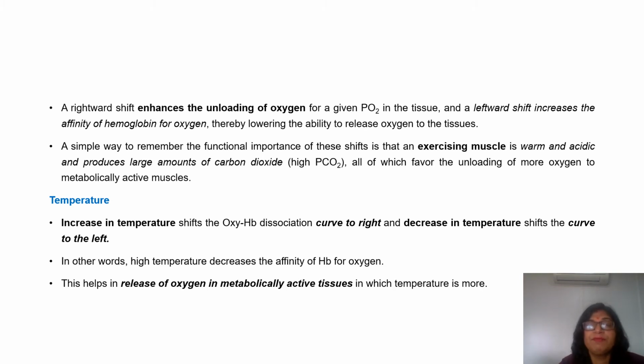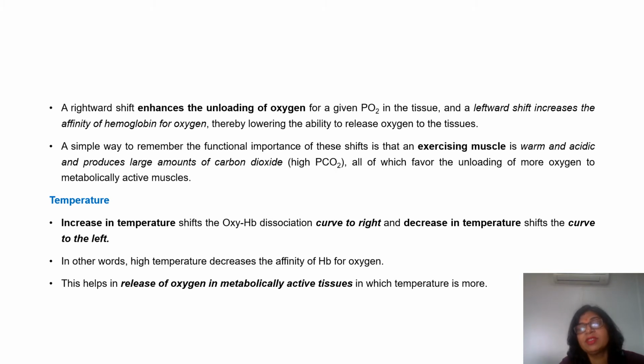And if there is a left shift, for example, a decrease in temperature or decreased carbon dioxide, there will be increased affinity of hemoglobin for oxygen, so lowering the ability to release oxygen to the tissues. A simple way to remember the functional importance of this shift is that an exercising muscle is warm and acidic and produces large amounts of carbon dioxide, all of which favor the unloading of more oxygen to the metabolically active muscles.